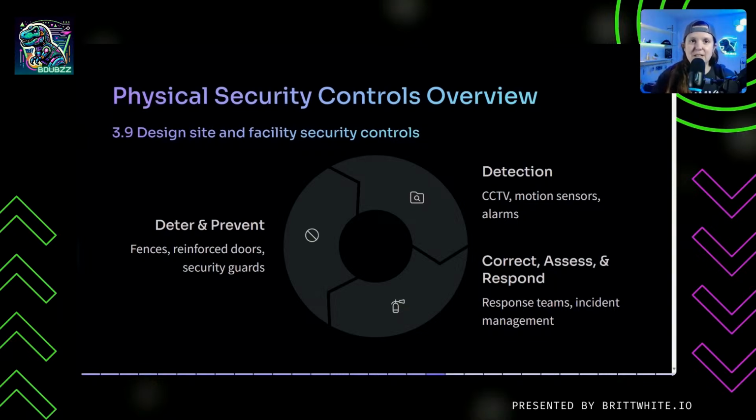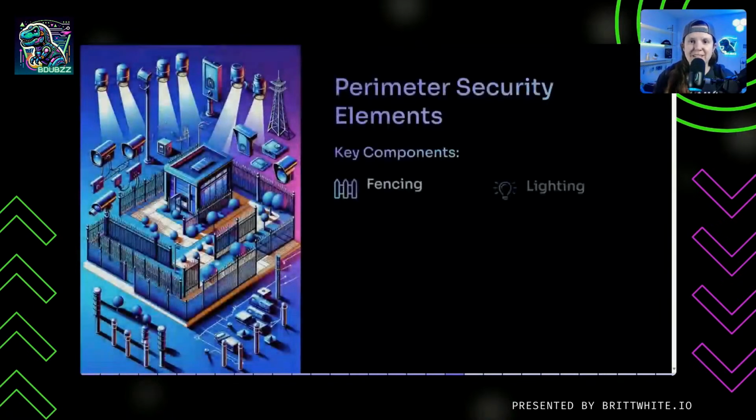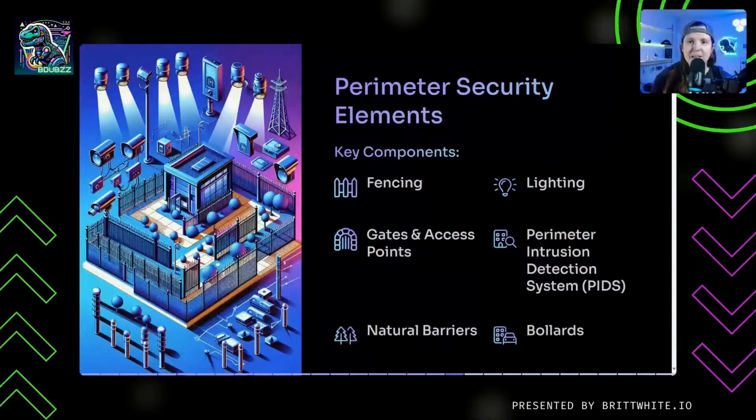Now let's dig deeper into each type of control. Perimeter security is your facility's first line of defense, combining physical barriers with detection systems. Let's start with fencing. You've got options from basic chain link to heavy-duty welded mesh and imposing palisade fencing, each topped with deterrents like barbed wire. But don't forget lighting. Bright perimeter illumination works with your fences to not only discourage nighttime intruders, but it can also give your cameras a clearer view.